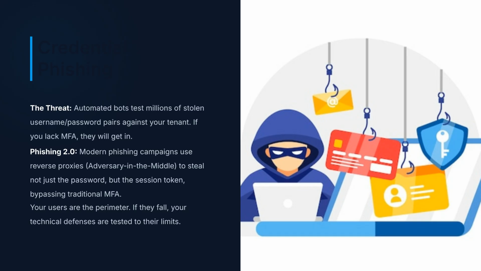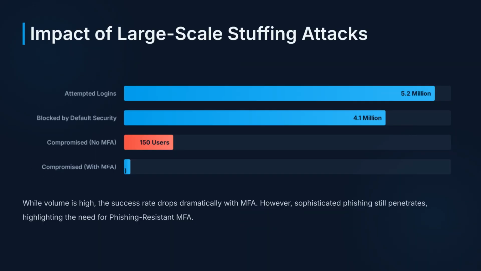Credential stuffing and phishing remain significant threats. Modern Phishing 2.0 uses reverse proxies to steal session tokens, bypassing traditional MFA. Your users are the perimeter, and their vigilance is crucial. While MFA dramatically reduces the success rate of large-scale stuffing attacks, sophisticated phishing still gets through. This highlights the urgent need for phishing-resistant MFA.